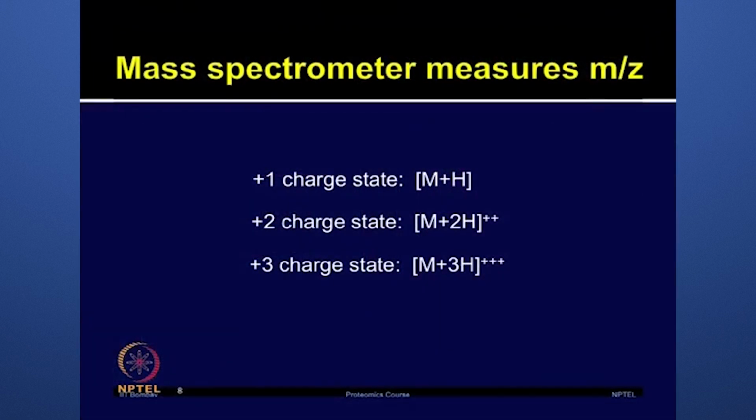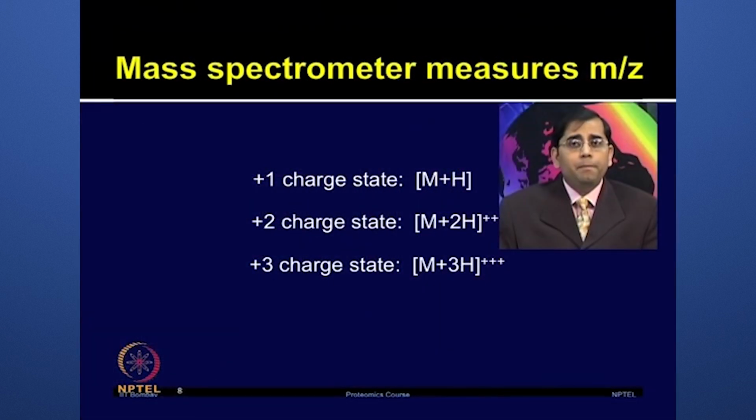The positive ions have an adduct, which is typically a proton, and sensitivity for negative ions is generally lower. So, mass spectrometer measures m by z. The MS data is presented as mass to charge ratio, which is mass of an ion m divided by the number of charges z it carries. So, total charge on ion is represented by q equals z e, where e is the charge on an electron.